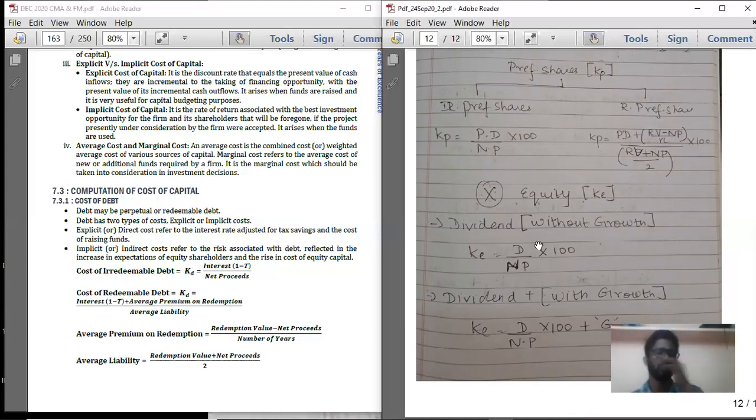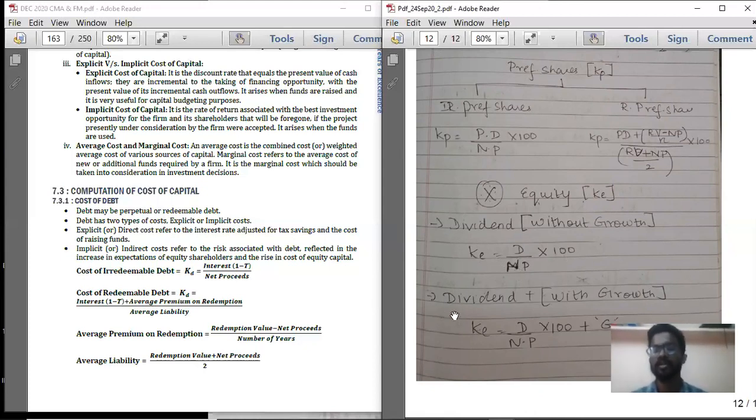If a problem states that equity shares are paid out as dividend and there is no growth in the equity, then it is called dividend without growth. You should use the dividend without growth formula. Whereas if growth is given, you should use dividend plus growth. So now it is fine. Dividend divided by net profits into 100, that is the cost of equity.